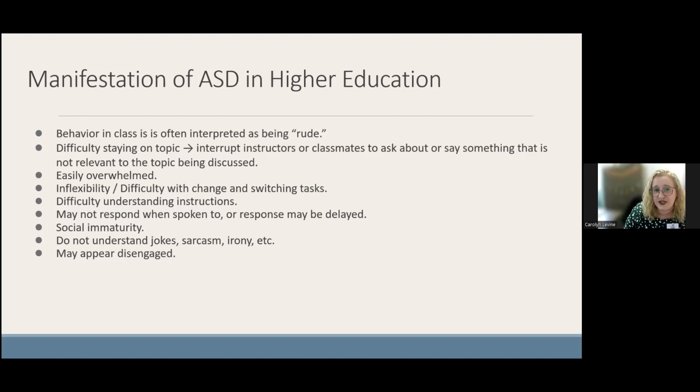Trouble understanding instructions. And I'm going to talk about this a little more later on, but especially verbal instructions can be really hard. So if you are able to provide instructions in writing, I would highly encourage you to do so and make them as detailed as possible. That delayed response time we talked about a little bit earlier.